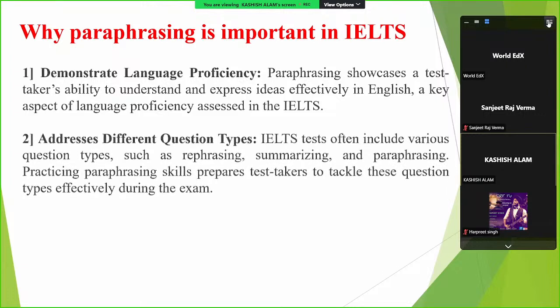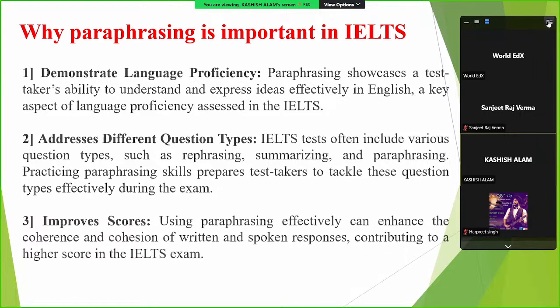Second, it addresses different question types. IELTS includes various question types, such as where you need to write an essay, a report, or a letter, or different kinds of reading, listening, and speaking questions where they will paraphrase things. They will use a lot of synonyms. Therefore, as a candidate, you must be aware of paraphrasing. You should keep practicing, starting from very small sentences and then taking larger chunks. Not only will your concept of paraphrasing become clearer, but you will also learn a lot of synonyms. Third, it improves the score.